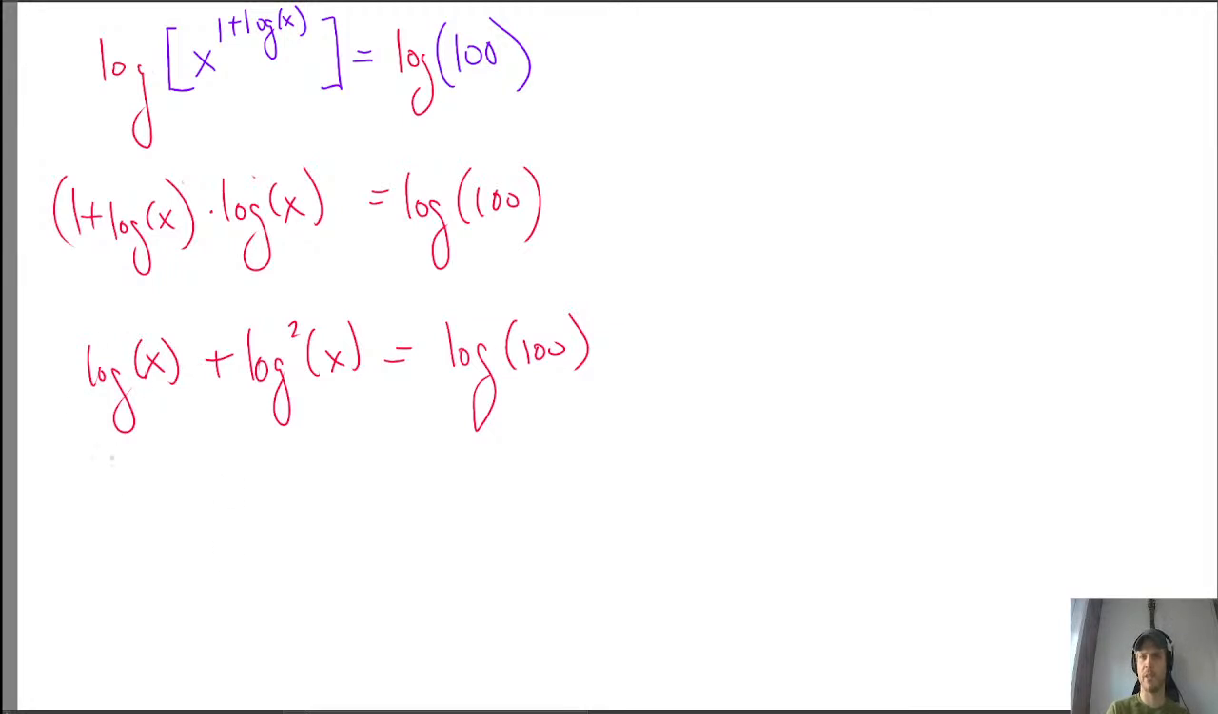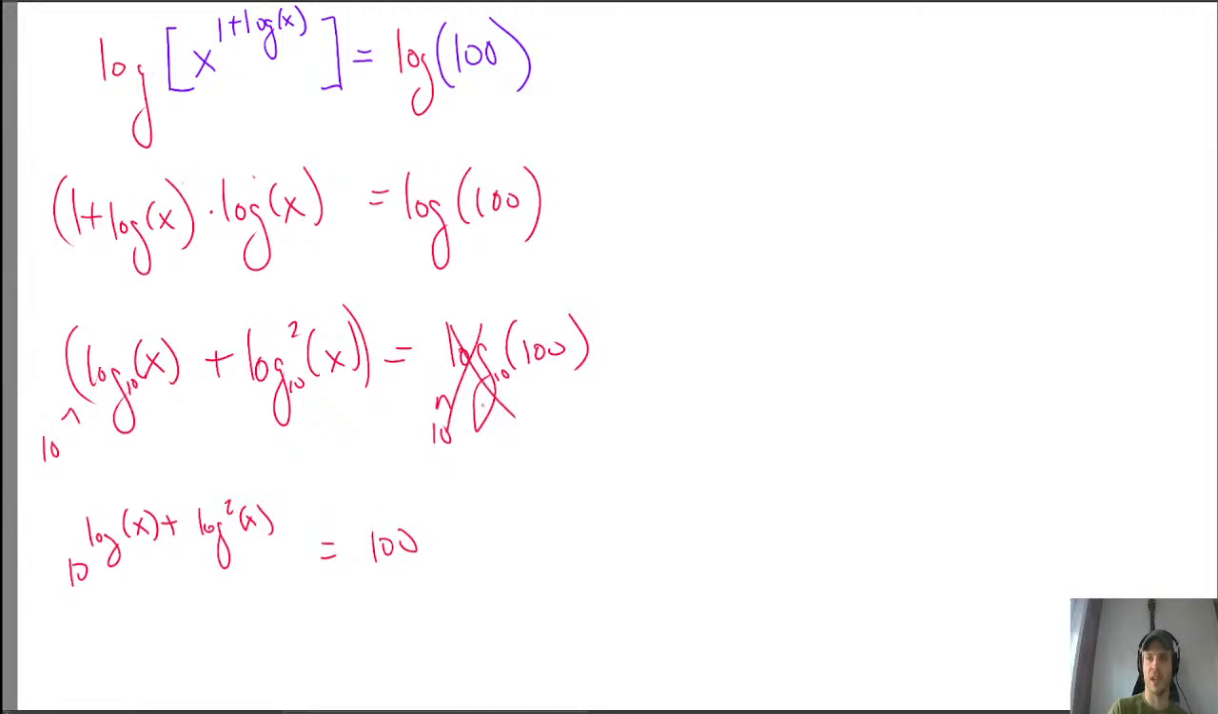Oh, what if I exponentiate right here? Okay, so I'll make like 10 to the power of this whole thing. I don't know if this is going to work out, but we'll see. 10 to the power of this whole thing. So this is like log base 10. If they don't write it, it's base 10. And then this will be 10 to the log of x plus log of x squared. It's log squared of x, I guess is a good way to write it, equals 100. So this cancels there. Then this is an exponent rule.